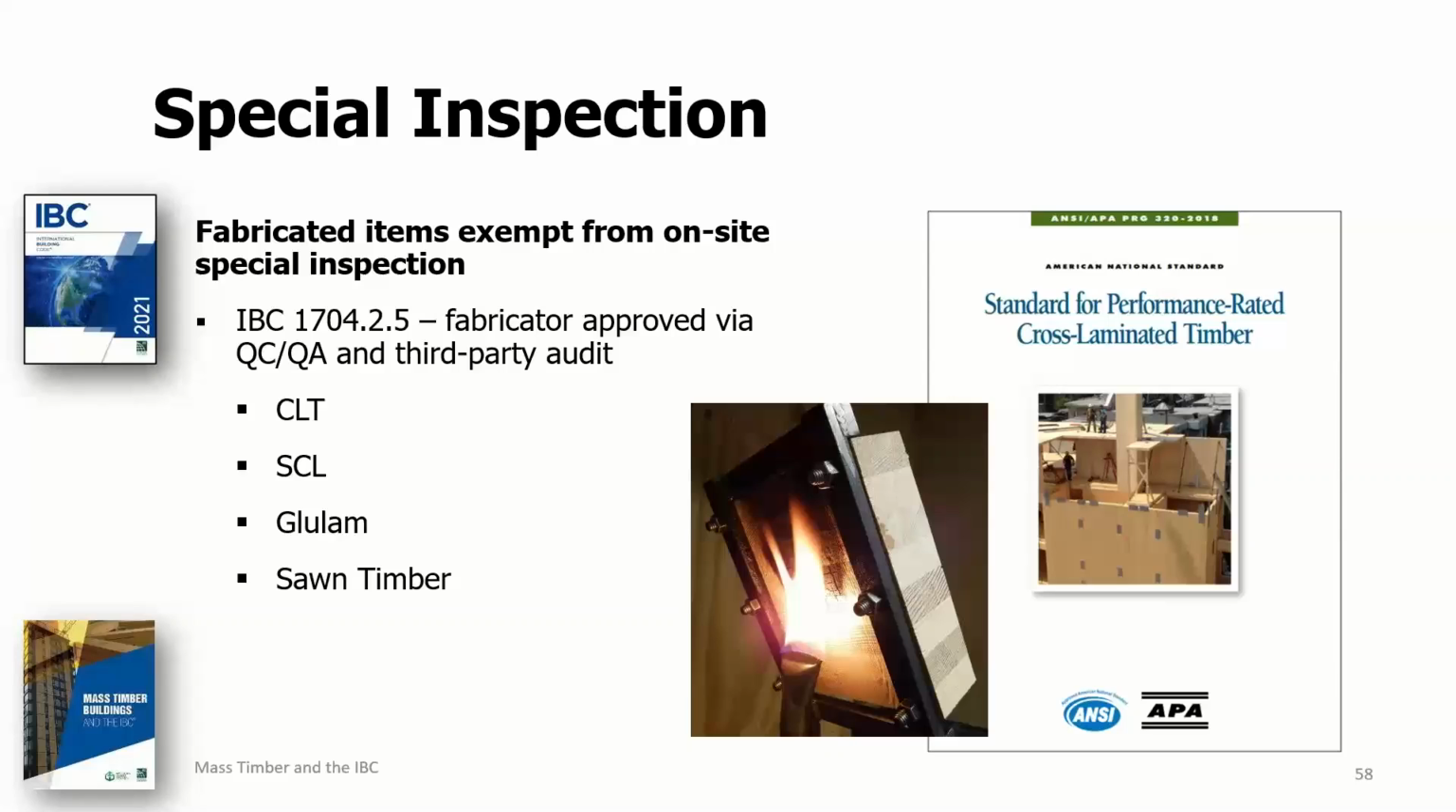Now, none of these new special inspection requirements address mass timber structural elements that are considered to be fabricated items as defined in the IBC. Fabricated items, which can include mass timber structural elements, are addressed by IBC sections 1704.2.5 and 1704.2.5.1. These existing sections require either special inspection at the manufacturing plant or a quality assurance program audited by a third-party inspection agency.